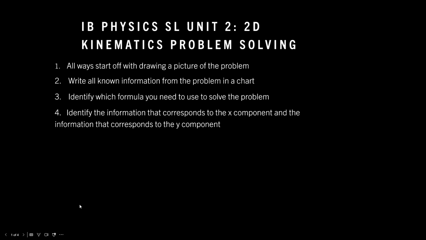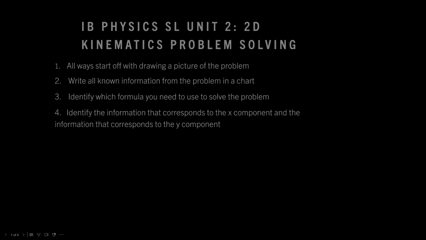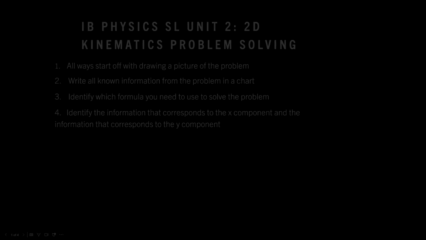In this video, we'll learn how to solve 2D kinematics problems for IB Physics SL. So I have the same 3 tips as the 1D kinematics problem. The first one, always start off with drawing a picture. The second one, write all known information from the problem in a chart. The third one, identify which formula you need to use to solve the problem. And for 2D, there's another tip, which is identify the information that corresponds to the x component and the information that corresponds to the y component.